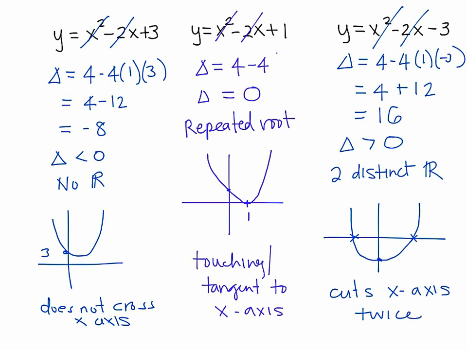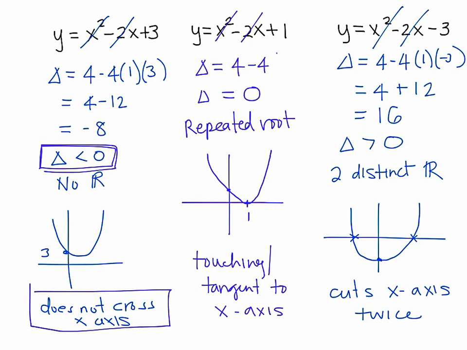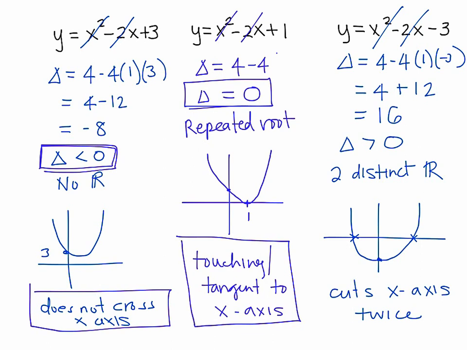So do you see the relationship between the x-axis and the nature of the roots? If it's complex, if the delta is less than 0, it's going to have a case where it's not crossing the x-axis. If the delta is equal to 0, it'll be tangent or it'll be touching the x-axis. If delta is greater than 0, it will cut the x-axis twice.